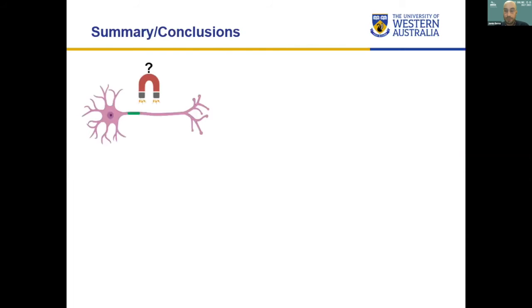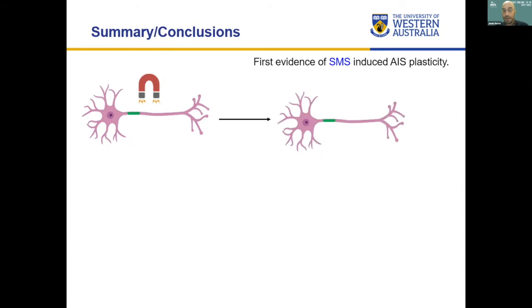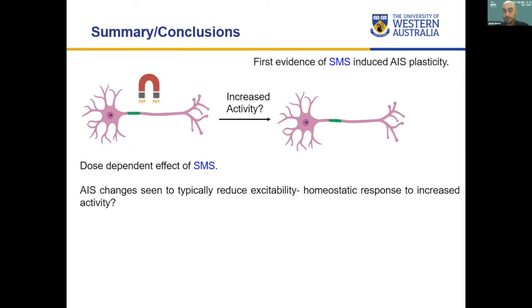So in summary, we wanted to demonstrate: does static magnetic stimulation alter AIS plasticity? And we found some evidence to suggest that it does. And this is kind of the first evidence that has demonstrated this, which is really exciting. Specifically, we saw a kind of dose-dependent effect of static magnetic stimulation. So only when it was applied for 48 hours did we see any changes in axon plasticity. But what was really interesting was that the changes that we saw were very similar to potassium chloride, which is known to depolarize neurons. And the effects that we saw were typically seen to reduce neuronal excitability.